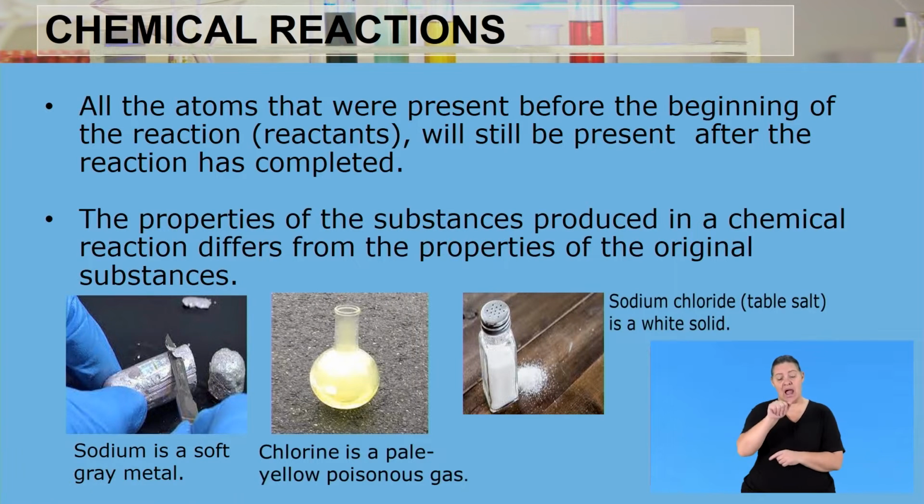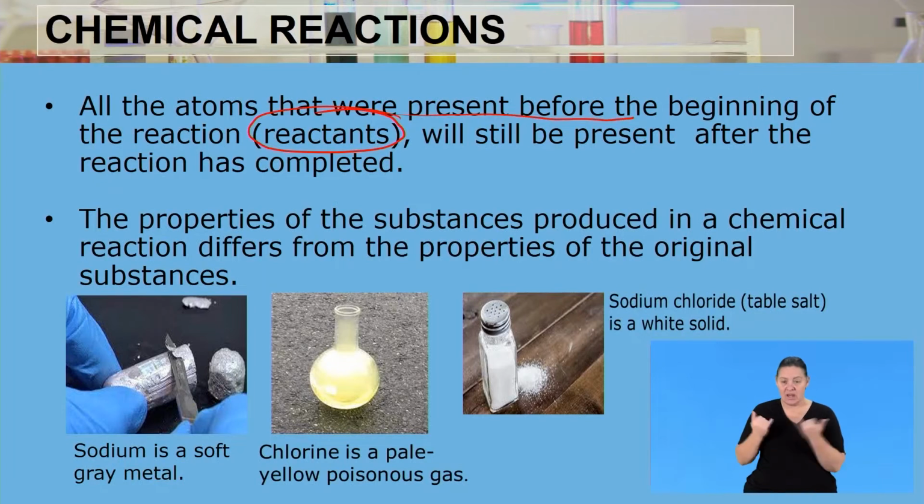Also, all the atoms that were present at the beginning of the reaction are known as the reactants because they participate in the reaction. Those atoms will still be there after the reaction has completed. They will no longer be there as their own reactants, but they will be there in a compound, so something new will be formed. That tells us that the properties of the substances produced in a chemical reaction differ from the properties of the original substances.